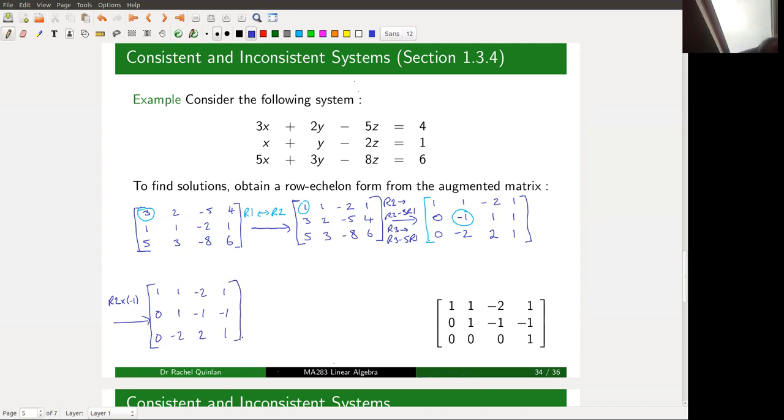Okay, and having done that, that's going to be our second leading 1, and we should clear out column 2 below that second leading 1. And when we do that, we get 1, 1, minus 2, 1. What are we doing? We're adding 2 times row 2 to row 3.